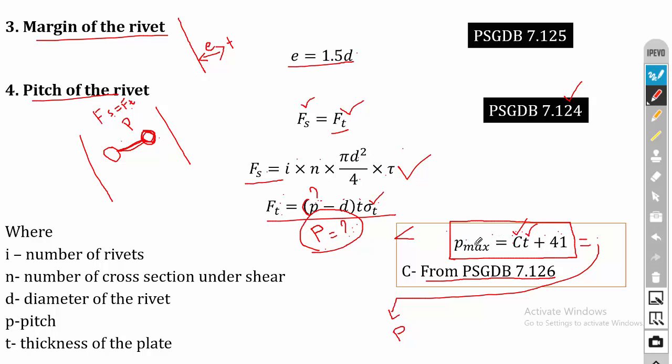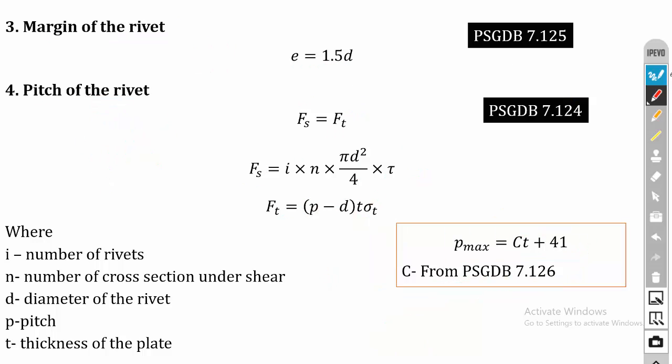Okay, so if the P value is less than P max, then you can directly use the P value. If the P value is greater than P max, then you can use the P max value as the P value. Okay, so this is the maximum limit for pitch value. It is based on the Indian Boiler Regulations, IBR. So this is the fourth point, that is calculation of pitch.